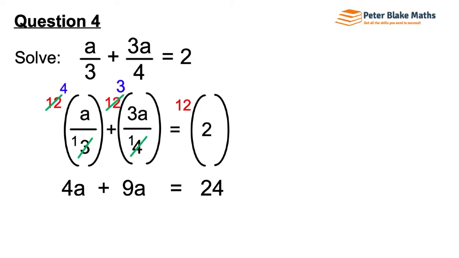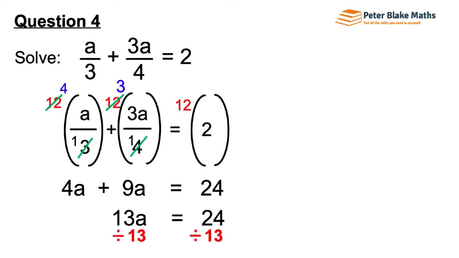So that's simplified the question dramatically. We've gotten rid of the bottom numbers and we're processing from there. 4a plus 9a on the left hand side makes 13a, and that equals 24. The 13's multiplying by the a, so we'll need to divide by 13 both sides to get the letter on its own. So we'll do that.